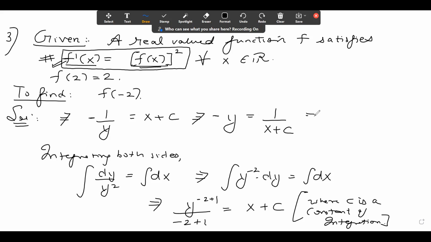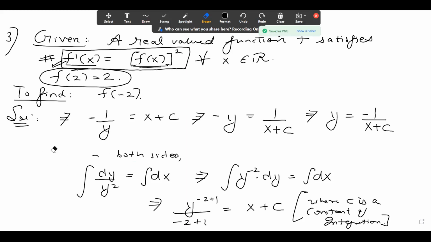This is what I get. Or I can write it like this, y is equal to minus 1 upon x plus c. Now guys, we are given that f of 2 is equal to 2. So if I put the values of x and y as 2, what do I get?